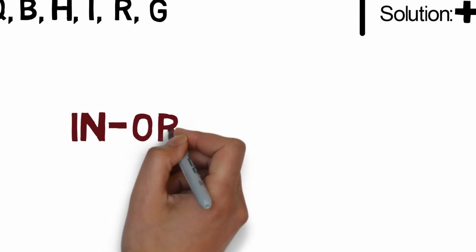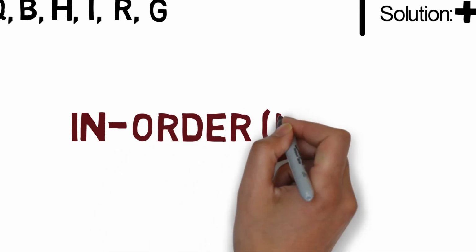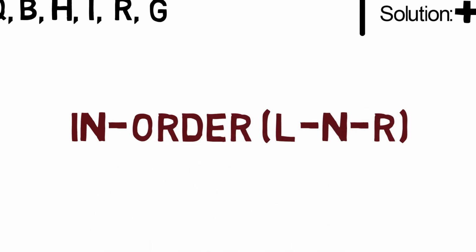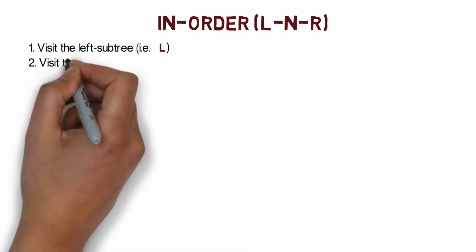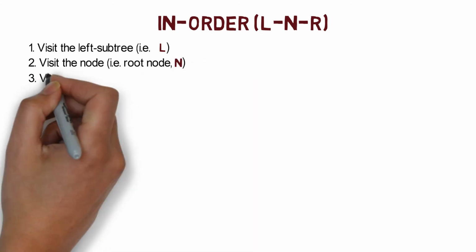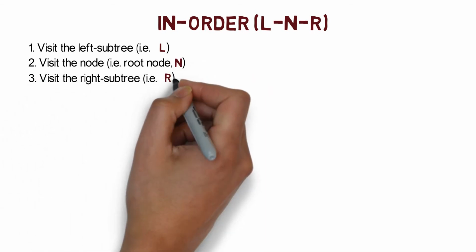Our next topic, InOrder Traversal. With the InOrder Traversal, the traversing is done in this order. First, visit the left subtree, if there is any. Then you visit the root node, and finally, the right subtree.